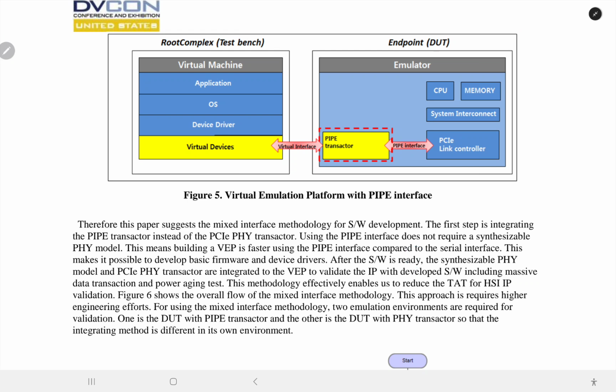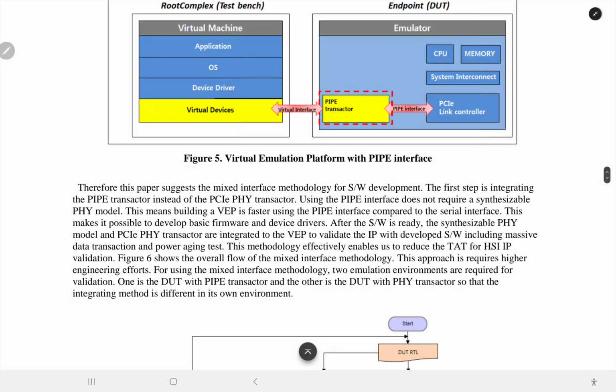After the software is ready, the synthesizable PHY model and PCIe PHY transactor are integrated into the VP to validate the IP with the developed software, including massive data transactions and power aging tests. This methodology effectively enables us to reduce the TAT for HSI IP validation. So Figure 6 shows the overall flow of the mixed interface methodology.